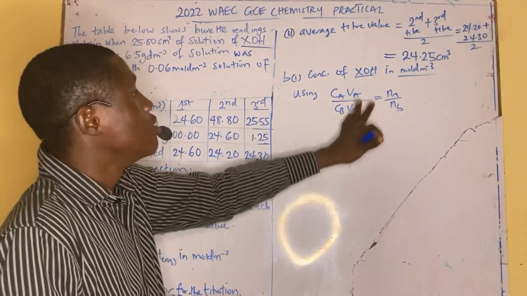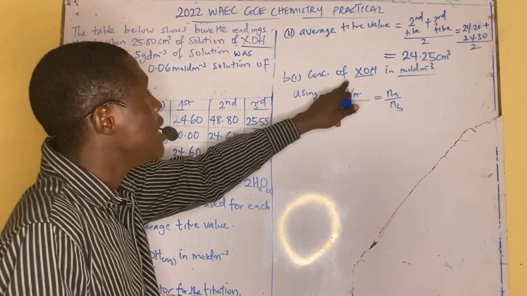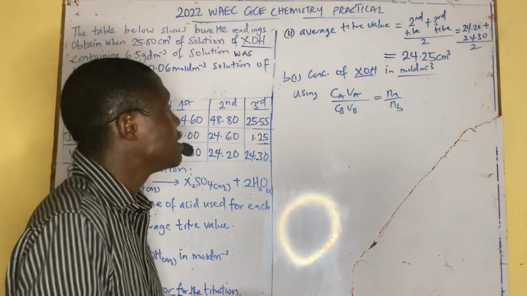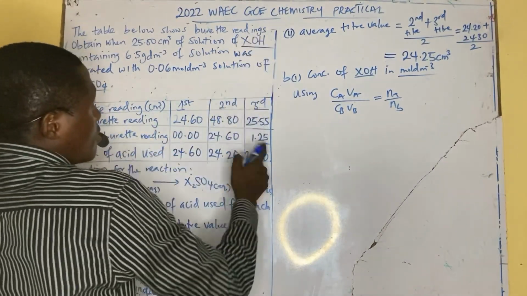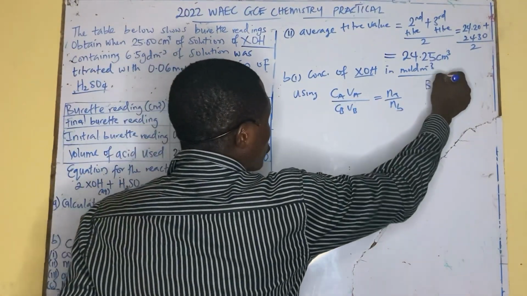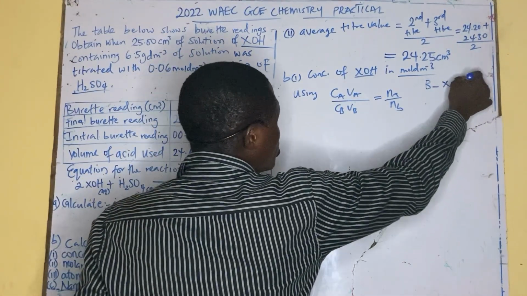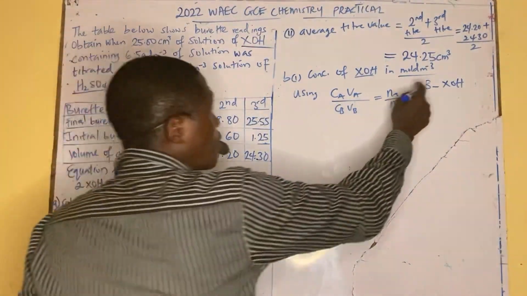Carbon formula, to solve for the concentration of XOH in mole per dm cube. And XOH here is our B. Please note that XOH is our B because it contains hydroxide. So we usually use B to represent the base, because it contains hydroxide.